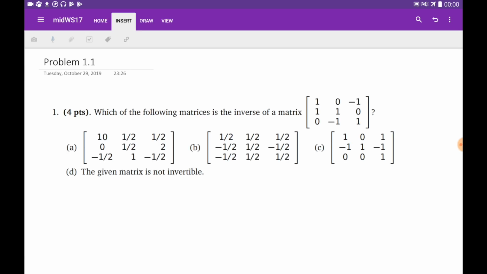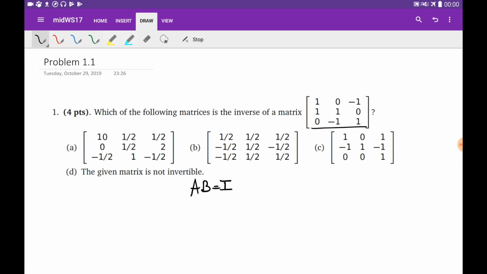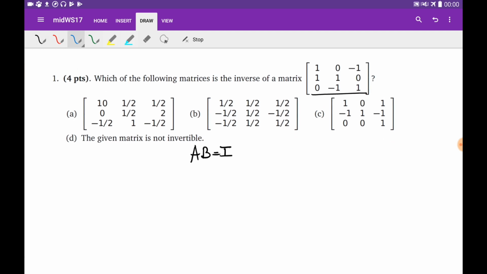We're given a matrix, we need to find its inverse. So we know that if I multiply A to B and I obtain the identity matrix, then these two matrices are inverses. Basically I need to multiply this matrix by all of the 3 and see whether I'm getting the identity or not. So let's start with the multiplication of this matrix by the second one.